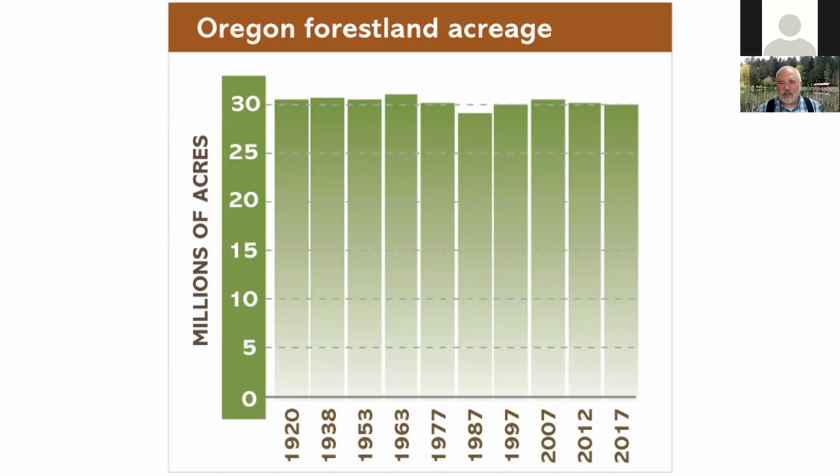So here's a little chart showing that. It goes up and down a little bit, but if we look back to 1920, we basically have the same amount of forest land that we do today. So Oregon basically has not lost a lot of forest land to development.